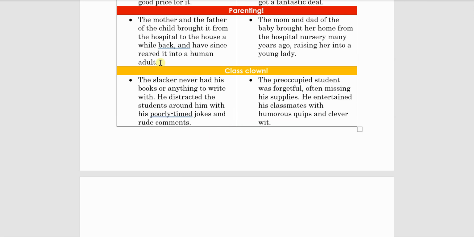You can see the difference here. On the one side, maybe this is a teacher's view of it, or maybe this is a negative teacher's view of this student. And over here is maybe how the student would describe himself, or maybe his parents would describe him. Okay, you get the idea. There are different reasons for using different words, even to describe similar situations.